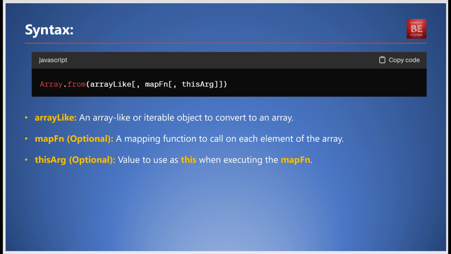The syntax for Array.from is straightforward. It takes up to 3 arguments. The first is array-like, which is the array-like or iterable object you want to convert to an array. Then, optionally, you have map_fn, a mapping function that you can call on each element of the array. Lastly, there's thisArg, a value you can use as this when executing the map_fn.